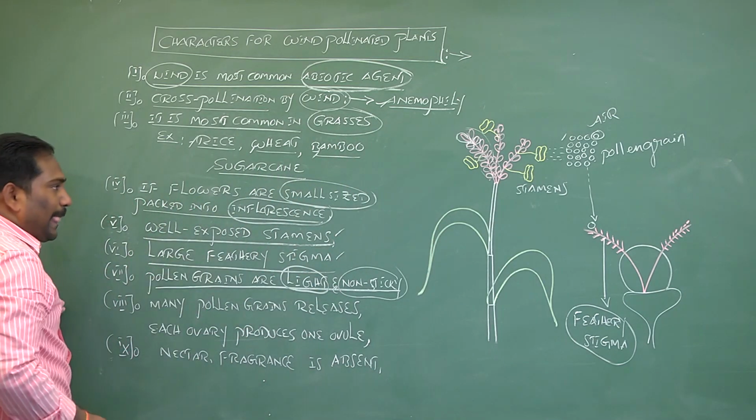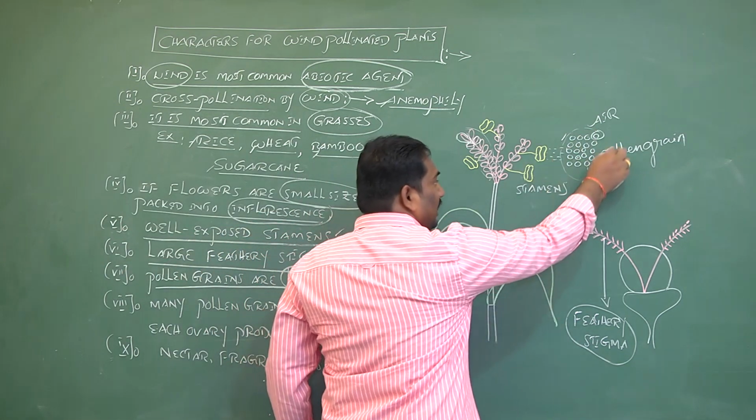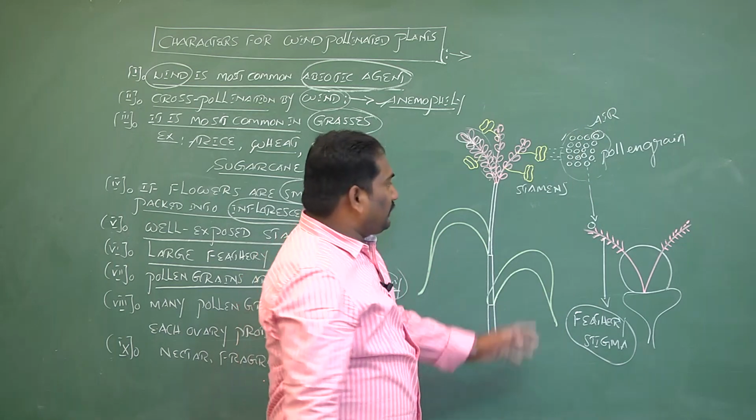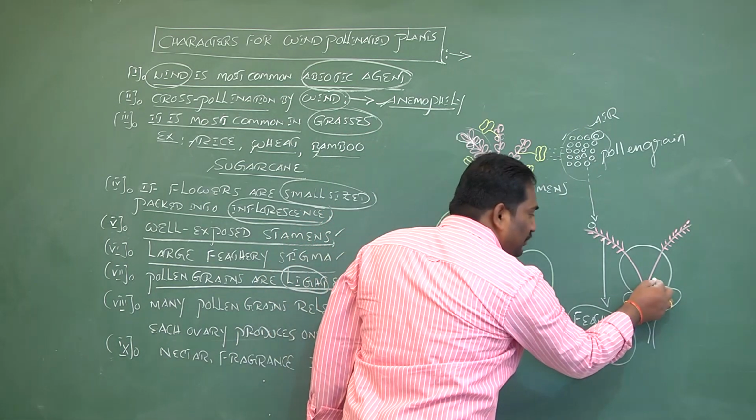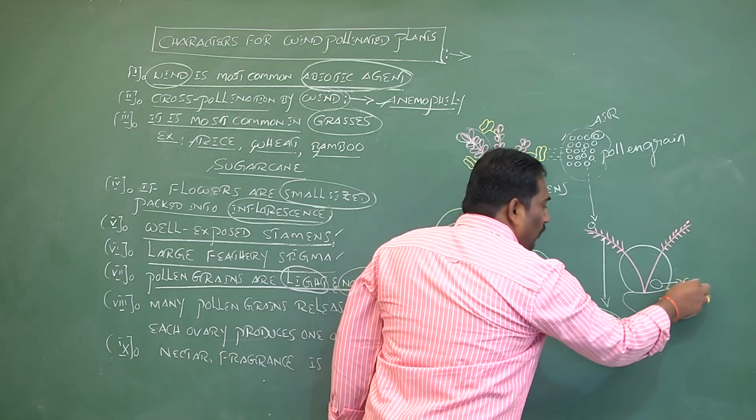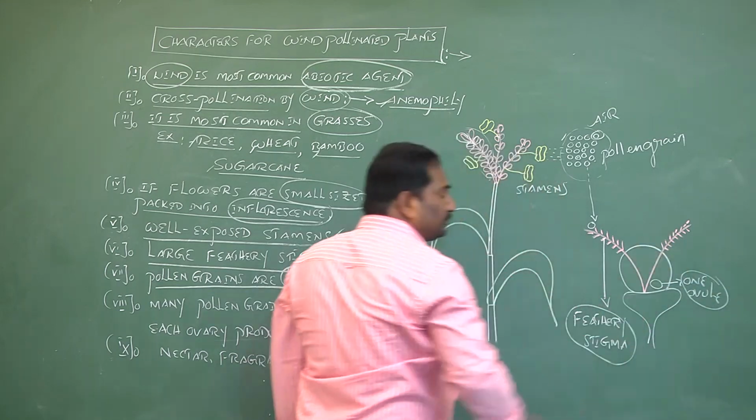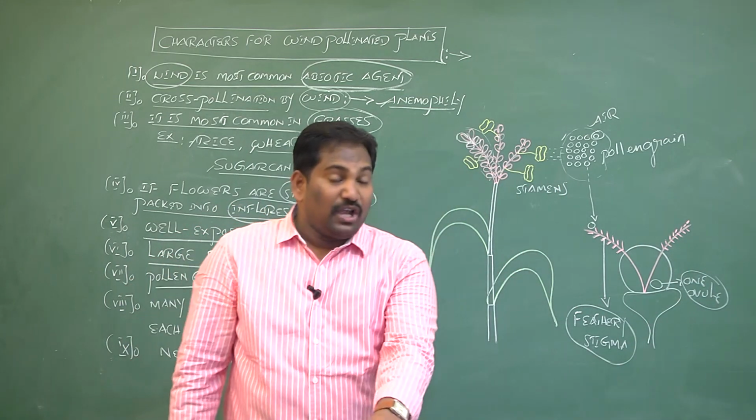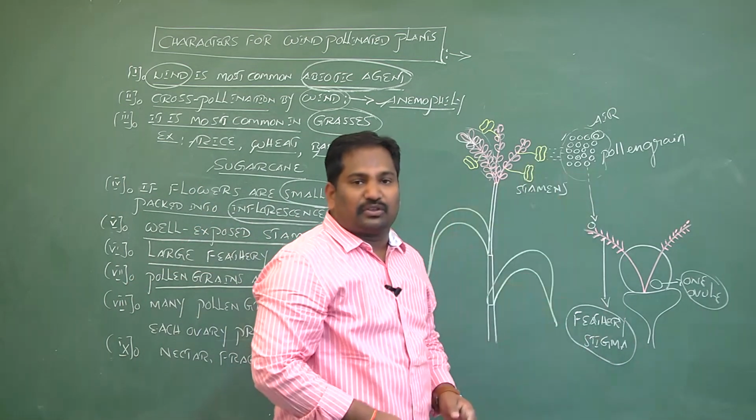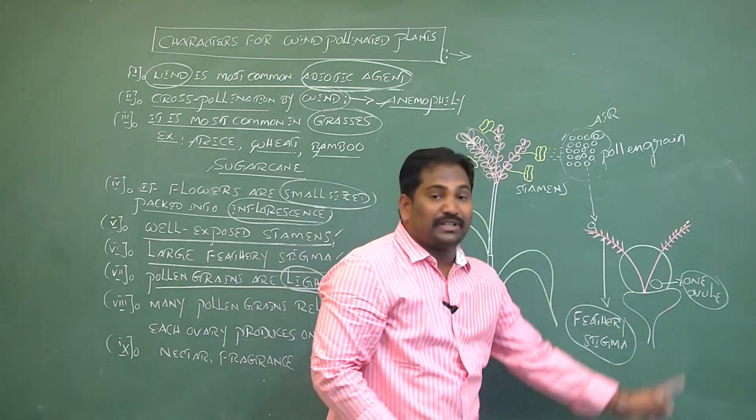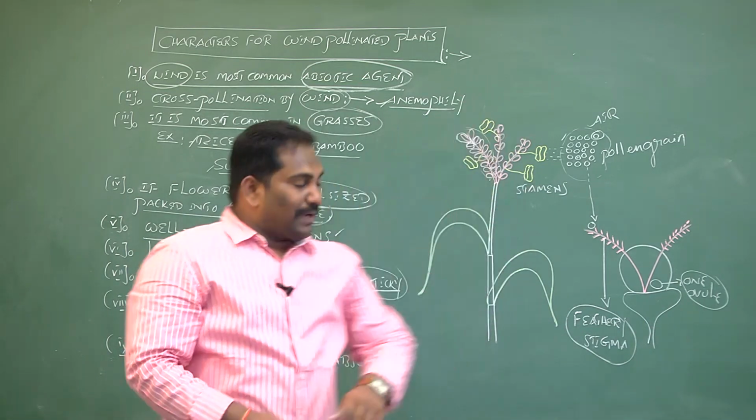And one more, in wind pollinated plants, thousands of pollen grains are released. For the loss of so many pollen grains, each ovary produces only one ovule. In wind pollinated plants, one of the most important characteristic features, for the loss of thousands of pollen grains, is that each ovary produces only one ovule. This is the important characteristic feature of wind pollinated plants.